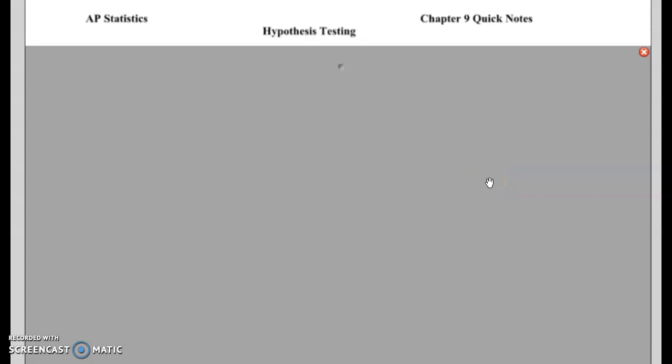Hey everybody, I'm going to go over the 9.1 notes, and I found an old file where I had something called quick notes. So it was really the section of the textbook, but shorter versions. And I have this for all of chapter 9. So chapter 9 is hypothesis testing.